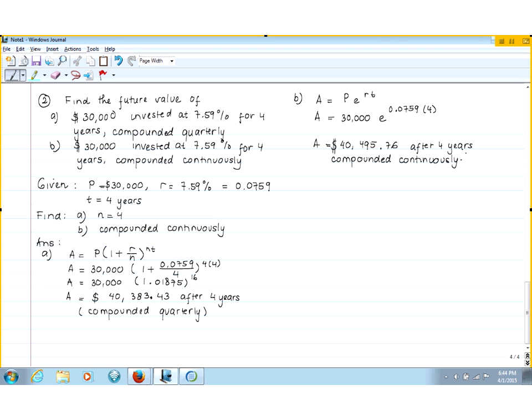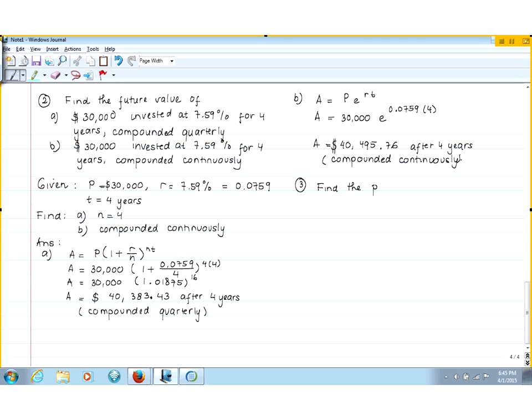Okay? Alright. So if the compounding is continuous, or more times at the same interest rate and it's compounded more times, then the amount is more. So when compounded continuously, the accumulated value is bigger than when it is compounded quarterly. It's always like that. Okay. All right. So let's do another example.